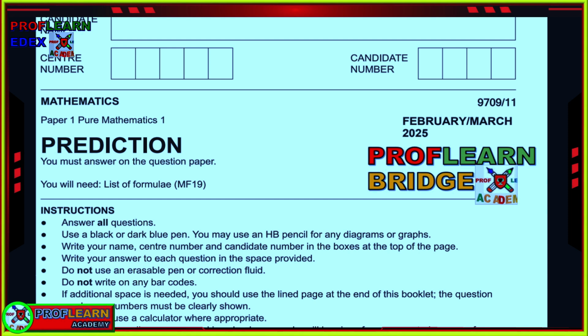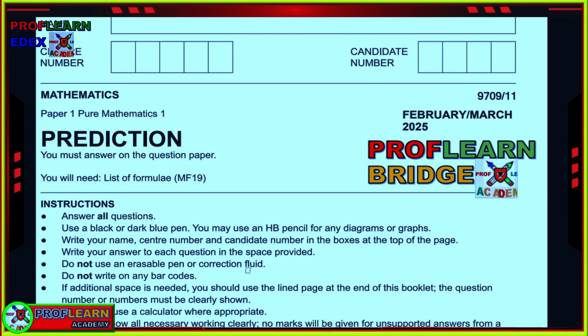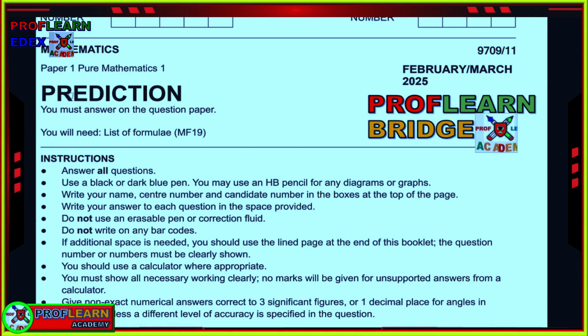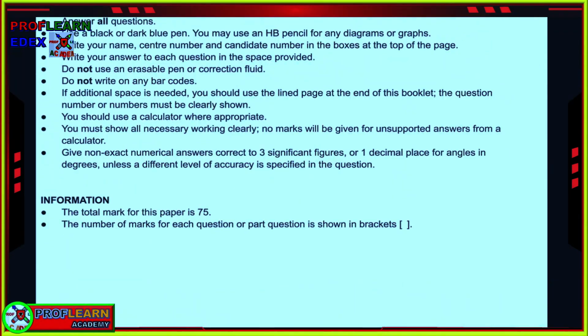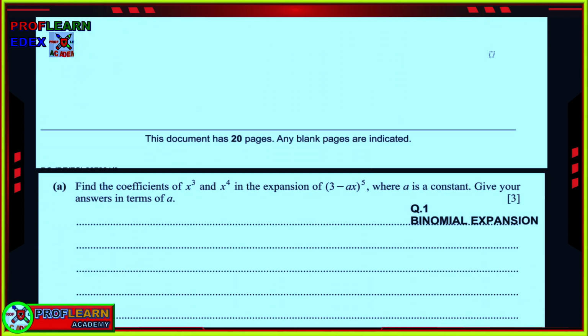In this video, we're going to have a discussion on the questions that you really need to know how to work out as far as Paper 1, Pure Math 1 for CIE Cambridge is concerned. For those who are going to sit for the February-March exam of 2025, make sure you know how to work out these questions, because this is a prediction that I've prepared based on the mostly tested concepts. The paper earns a total of 75 marks. Check also the instructions provided.